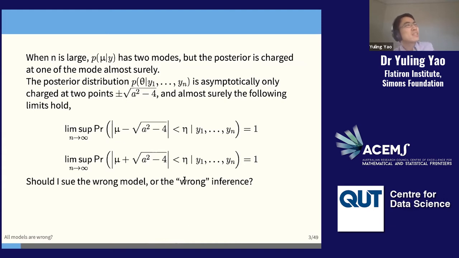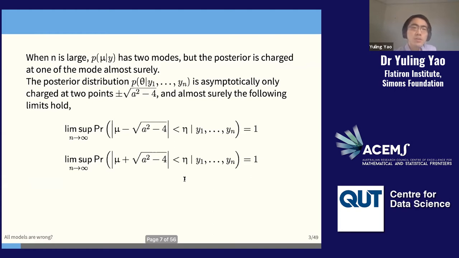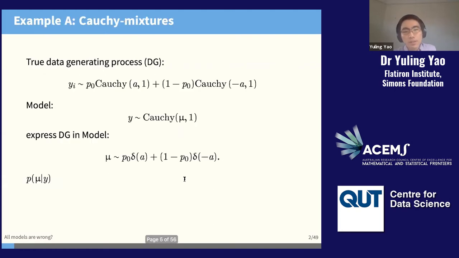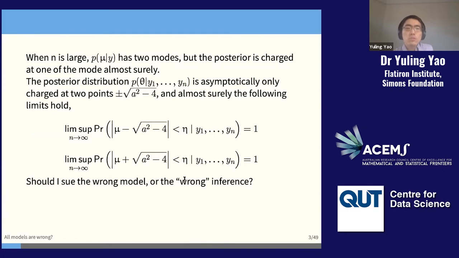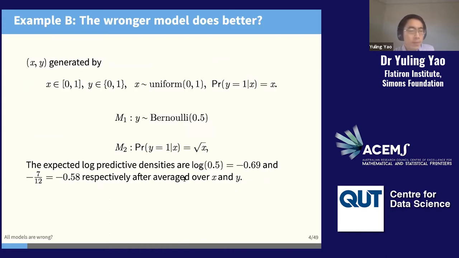So then it's bad. Even if you can get some correct model, this model is wrong, but it's not so wrong because you can actually get the correct prediction. Except your inference is wrong. So should I sue the wrong model or should I sue the wrong inference, right? That's example one.